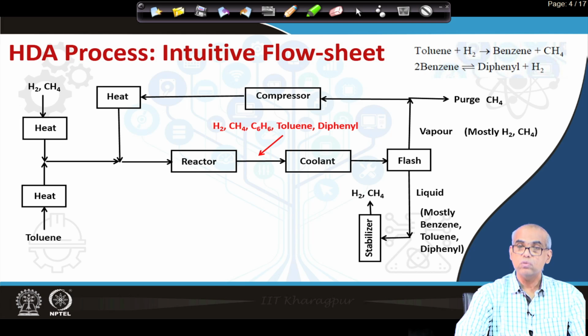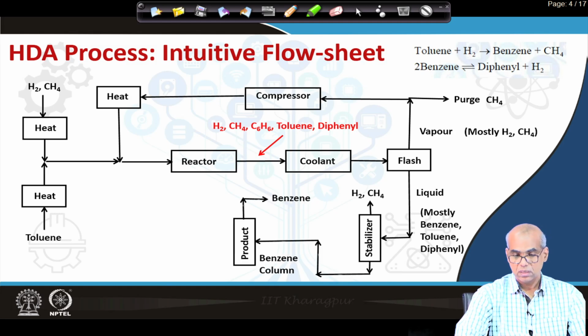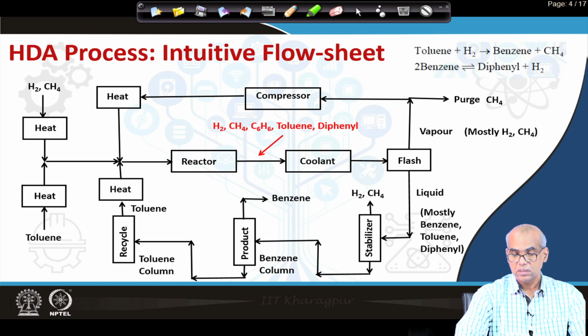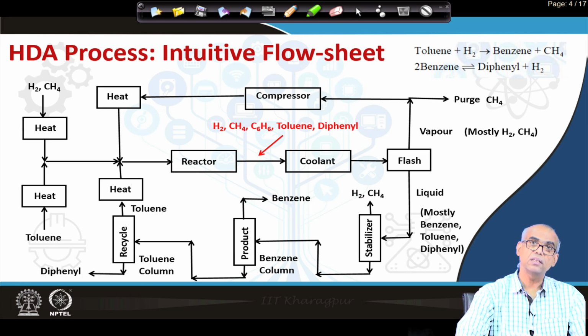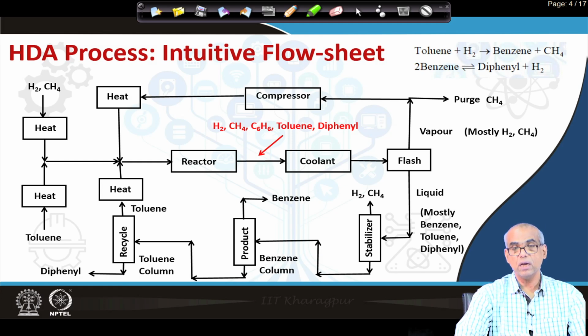So, when this stream goes to the stabilizer column, hydrogen and methane are separated out as top product. The bottom product, which contains benzene plus toluene plus diphenyl, goes as feed to the second column, which is known as benzene column, and benzene comes out as a top product there. The bottom product is mostly toluene and diphenyl, which are separated as toluene and diphenyl in the third distillation column. The toluene, which comes as top product, is heated and fed back to the reactor as recycle, and the unwanted diphenyl comes as bottom product.